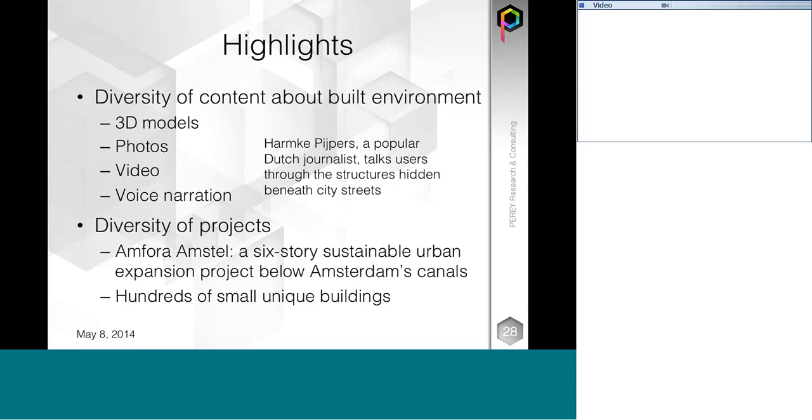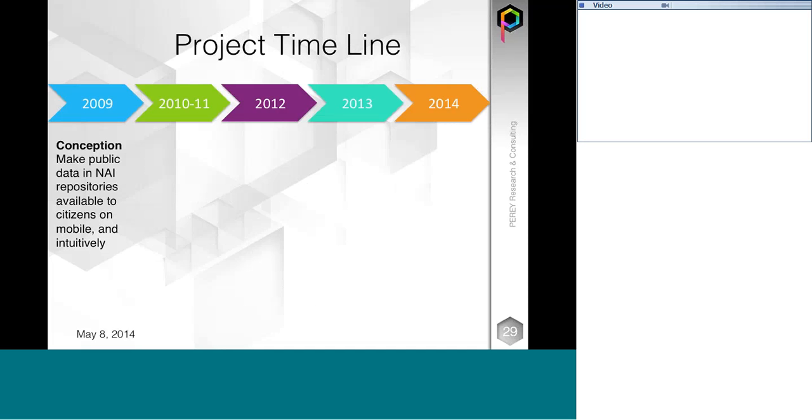So there's not only a diversity of content and types of content, but also of projects. They go from the very large and complex projects, such as the Amphora Amstel. This is an urban expansion project that is happening below Amsterdam's canal, so you can imagine how sophisticated the engineering must be on that. And then there's also the huge variety of small buildings that have been entered by individual architectural firms.